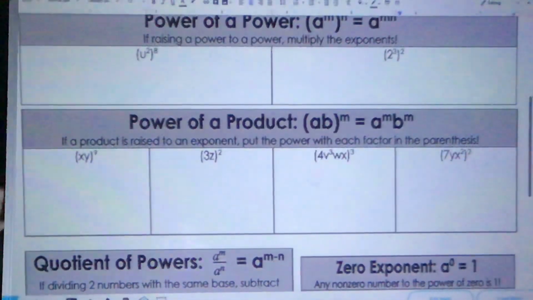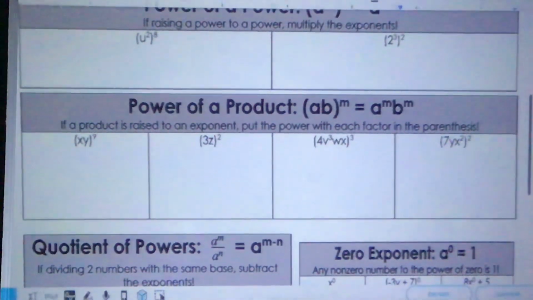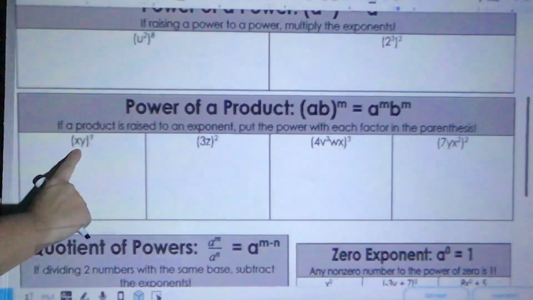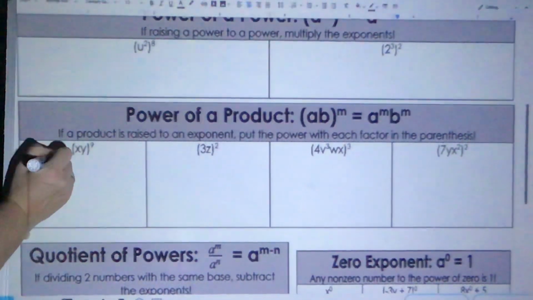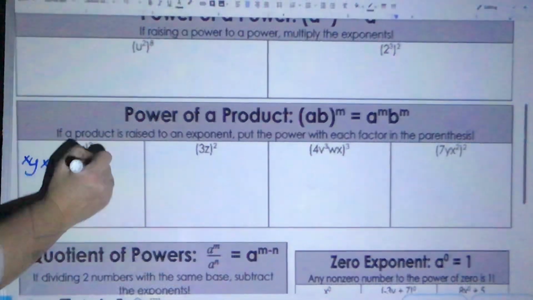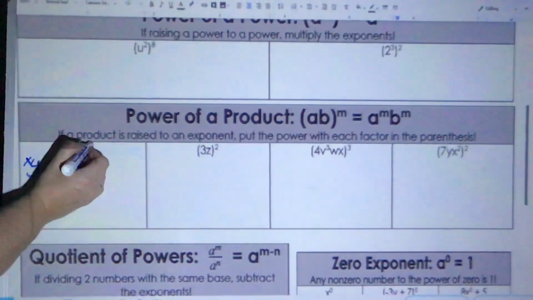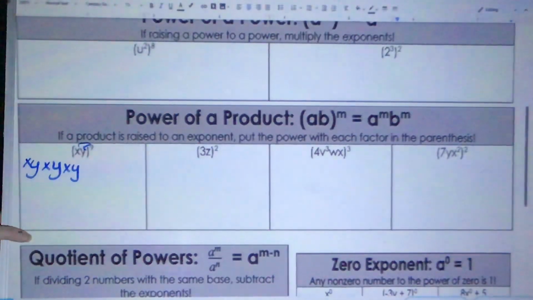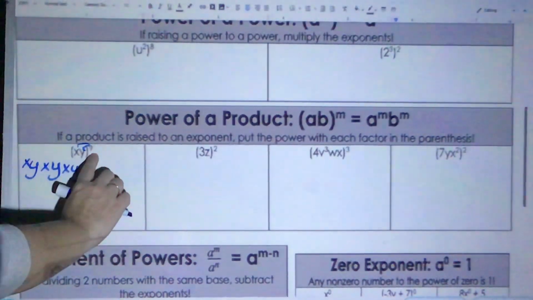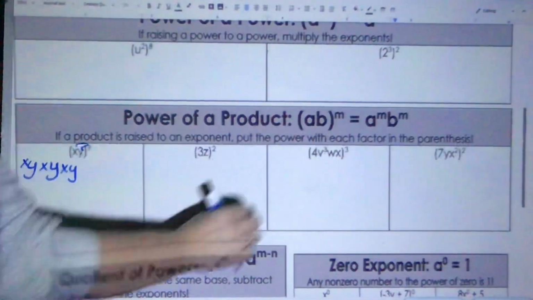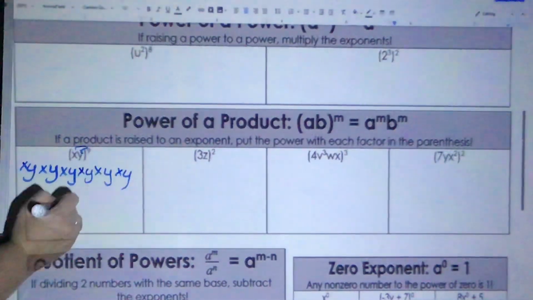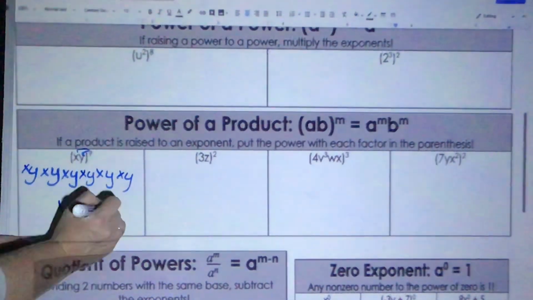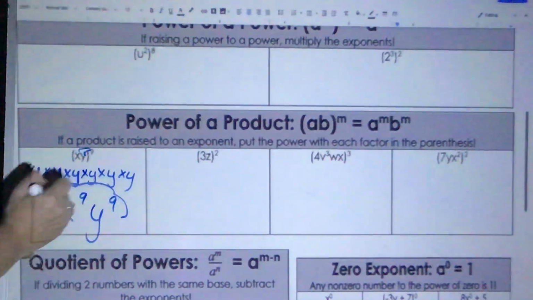Now the next rule, we didn't have you discover, it was kind of built right into the other one. But if you have more than one thing as your base being raised to a power, for this example, it would be xy 9 times. You could write that out 9 times, or you can distribute the 9 to both the x and the y. So if you have a power outside the parentheses, it gets distributed to everything that's inside the parentheses. If I keep writing this out, you would quickly see that I would have 9 x's and 9 y's. So this would be my answer.